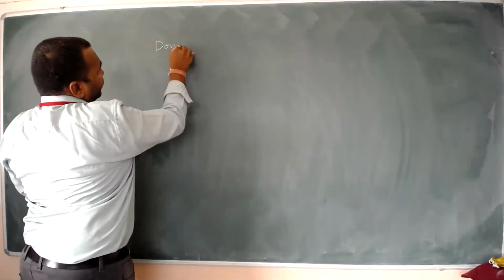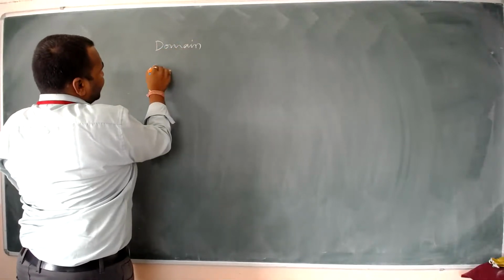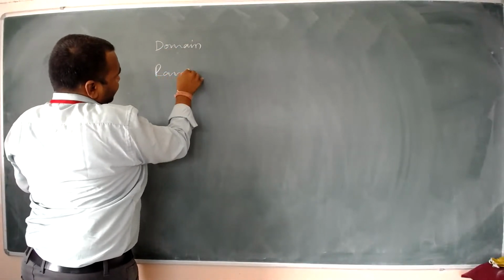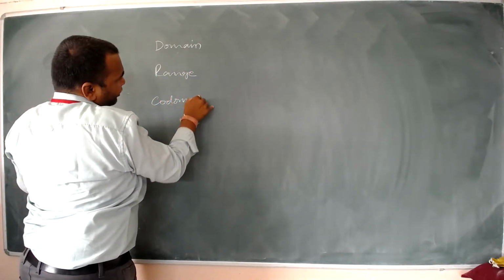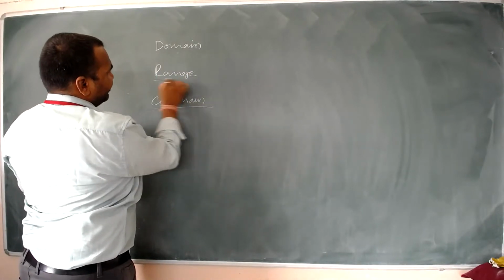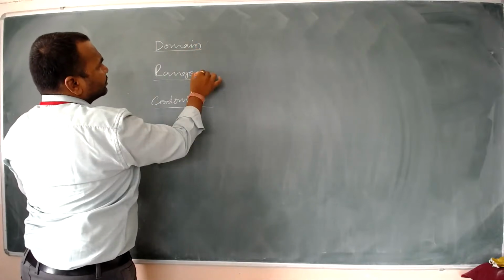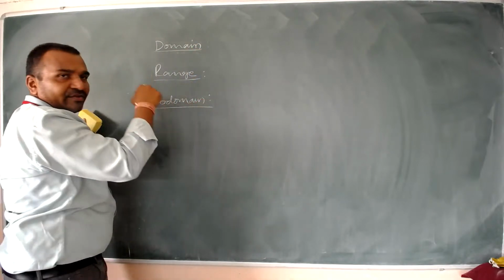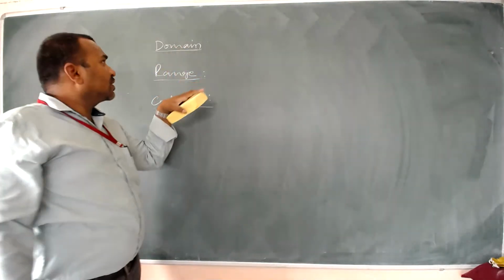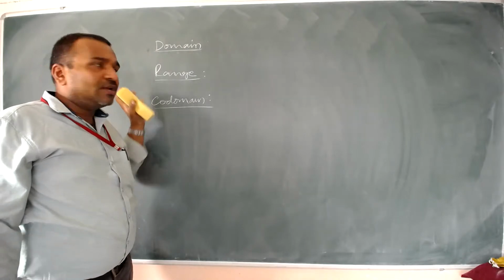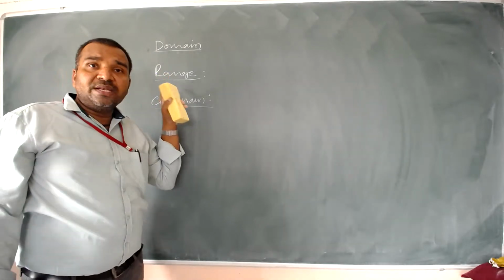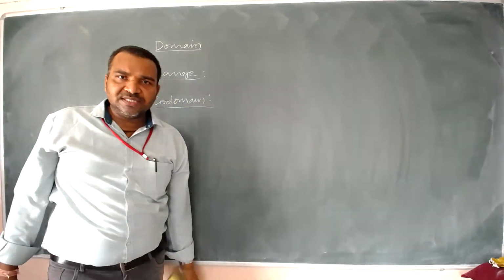Next, domain, range, codomain. Just like in relations, we already defined them. We studied domain, codomain, and range there. Now we will discuss domain, range, and codomain in functions also.